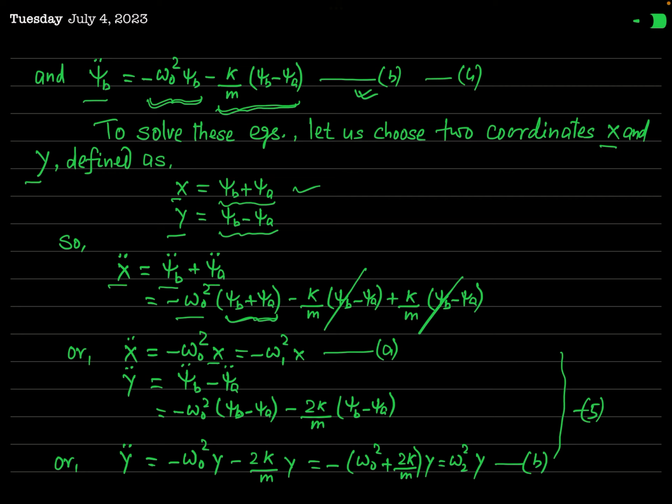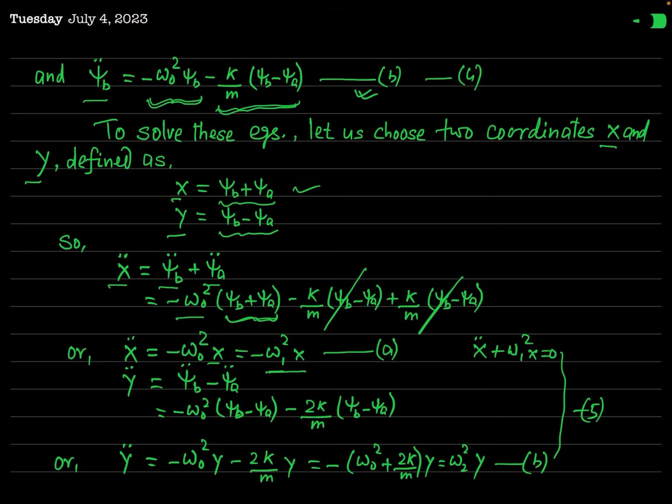Now instead of this omega naught, we are writing here omega 1. Why do we write omega 1? You will see its reason sometime later. Okay, so the first equation of motion in terms of the coordinate capital X becomes X double dot equal to minus omega 1 square times X, and you can see this is simply the equation of motion of simple harmonic motion. This is X double dot plus omega square X equal to 0. This is the equation of motion in terms of X.